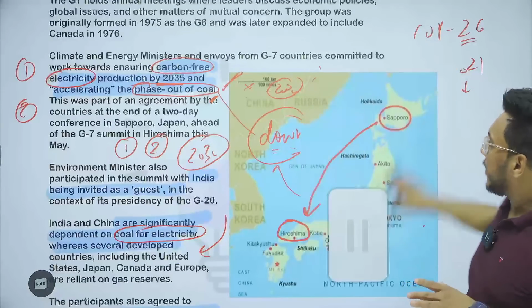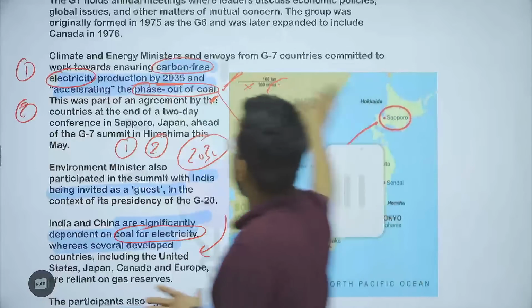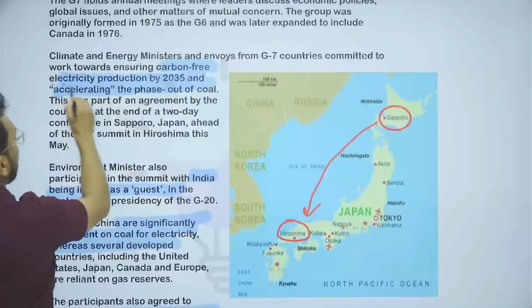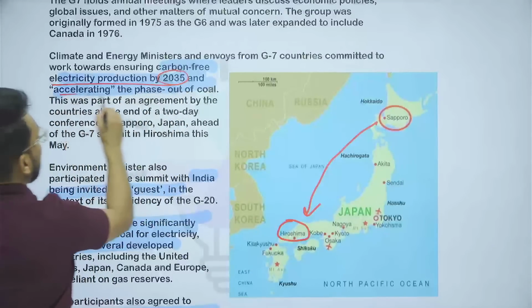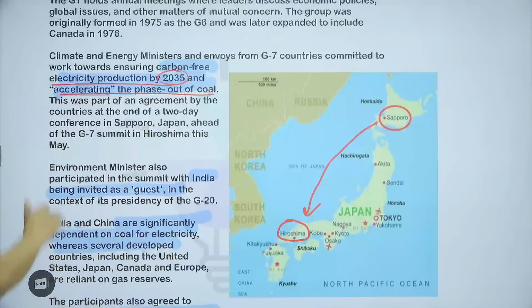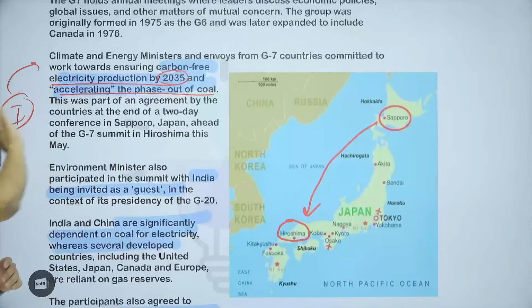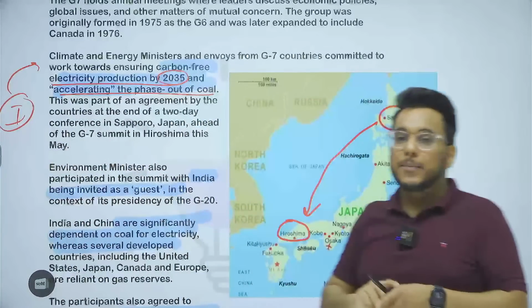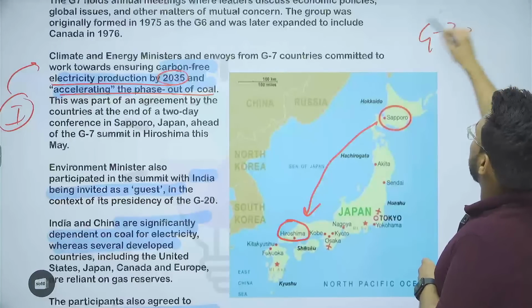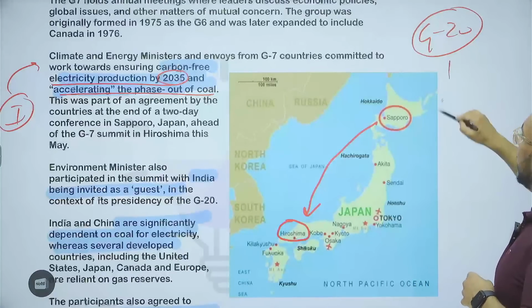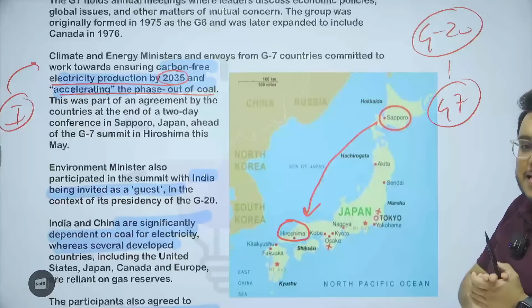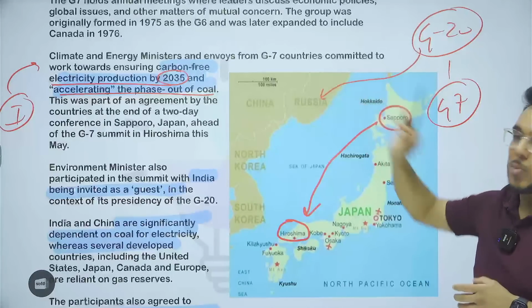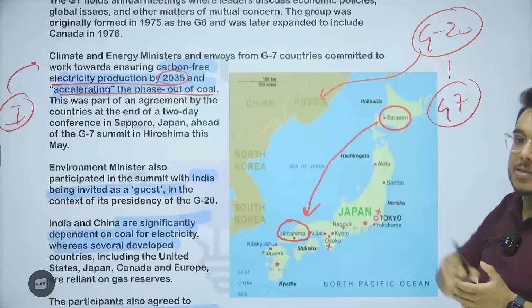So therefore, what has happened in this climate and energy ministers meet that was held, they talked on two things. Number one, carbon free electricity production by 2035 and accelerating the phase out of the coal. Now, India also participated here. You will now ask a question that India is not in G7. Why did India participate here? It is because, guys, India is right now president of G20, and within G20, G7 is included. India is chairing the G20. So as a guest, India has been invited to this meet. India will also be participating in the summit.